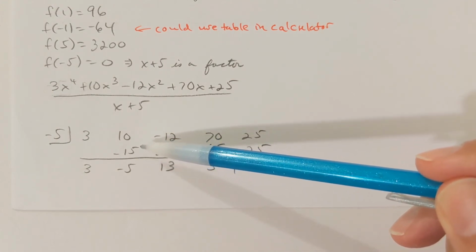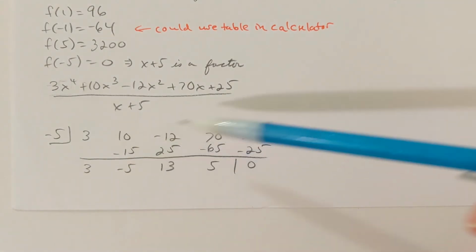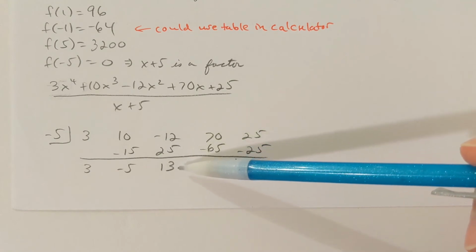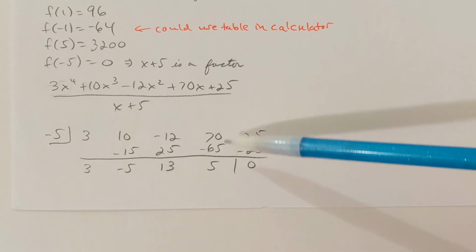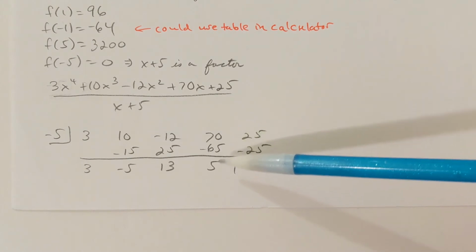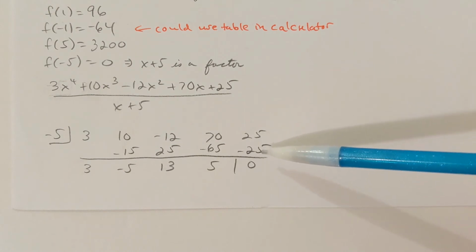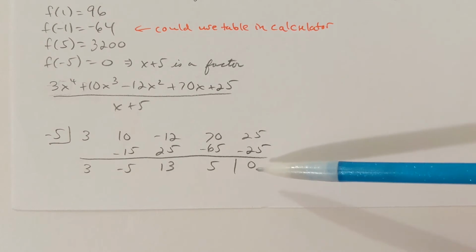10 minus 15 is negative 5. Negative 5 times negative 5 is 25. Negative 12 plus 25 is 13. 13 times negative 5 is negative 65. 70 minus 65 is 5, times negative 5 is negative 25. 25 minus 25 is 0. Okay, so 0 is left over.